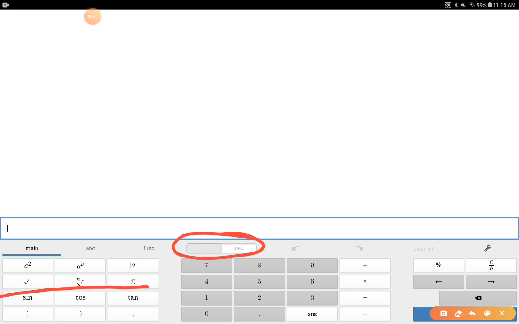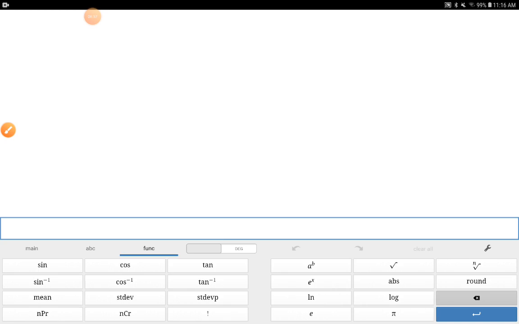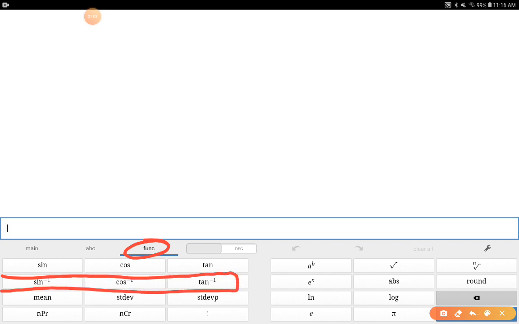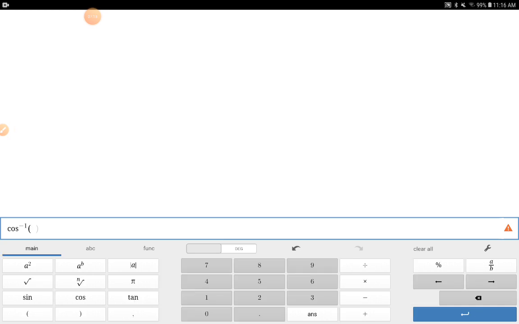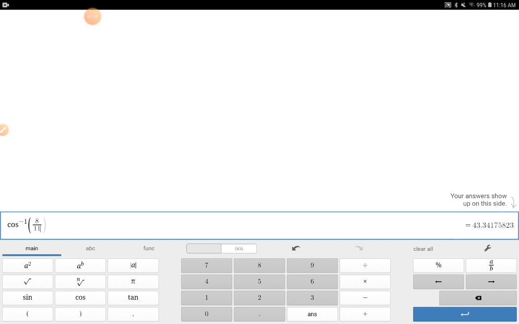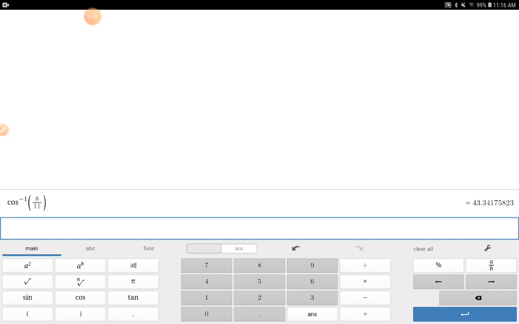If you look here, these are all the regular functions. So we want to go ahead and click on function. That's where I clicked right there, function. And that's where you'll see your inverse functions. So we're going to click the inverse of cosine, and then go back to the main to get our numbers, and then 8 divided by 11. We hit enter, and there's our answer.